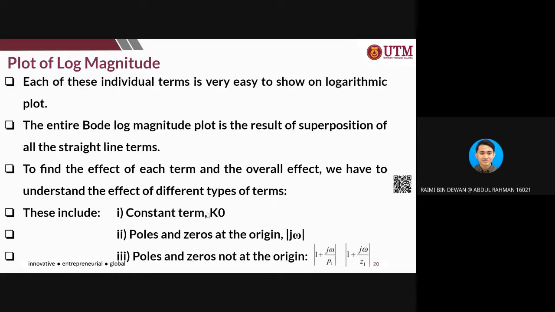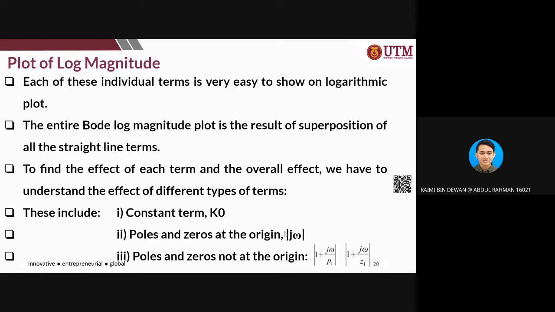The first is the constant term, which is your K naught. Then the next one is poles and zeros at the origin, which is j omega. Next we have poles and zeros not at the origin. This one is a pole not at the origin, 1 plus j omega over p1, and this is a zero, 1 plus j omega over z1. Both of them are not at the origin.